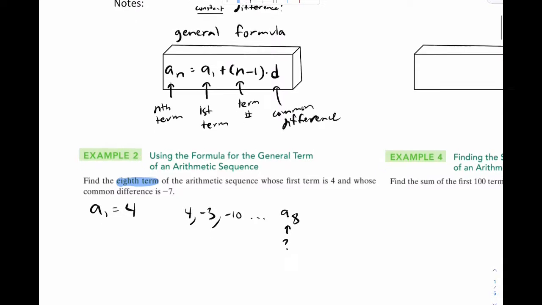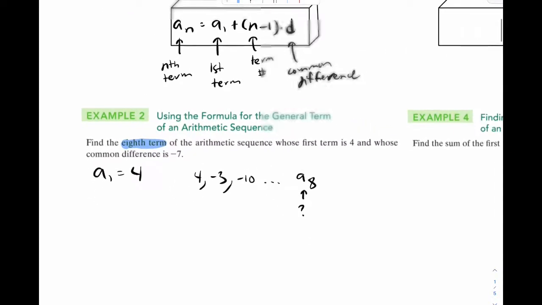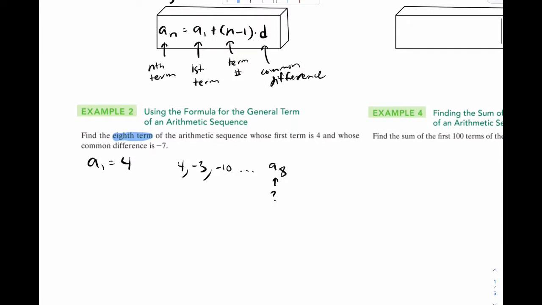So first I'll show you the mechanics, and then we'll talk about why that works. So let's say we want to do it here. We want the 8th term, so we want a sub 8, 4 plus 8 minus 1. The difference is -7. Let's now work it out. 4, that's -49. And there it is, -45.